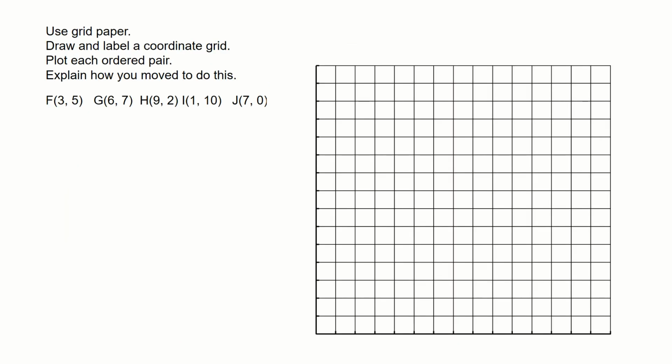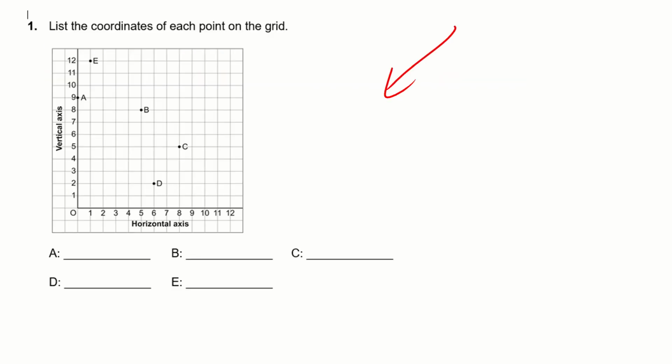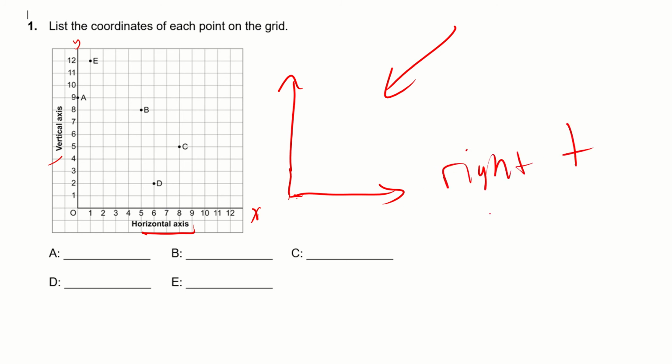So, a little practice here. List the coordinates of each point on the grid. So, what I'm going to do is go through each letter, and we're going to do this. As you'll see first, we have the horizontal axis, which is X, and the vertical axis, which is Y. Vertical means up, guys. Think about your jumping, and horizontally means to the side. Also, in your coordinate grids, you will only go to the right because it's positive, and up because it's positive.